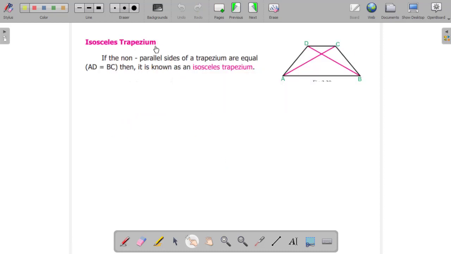Isosceles trapezium. What is an isosceles trapezium? If the non-parallel sides of a trapezium are equal, that is AD is equal to BC, then it is known as an isosceles trapezium. Look at this picture. It is a trapezium. AB and DC are parallel sides. AD and BC are non-parallel sides. In this trapezium, AD is equal to BC, so it is called an isosceles trapezium.